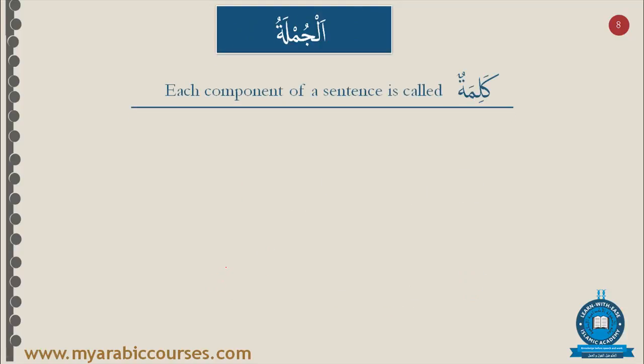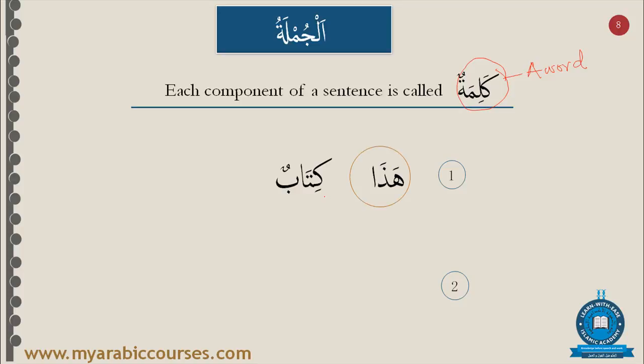That is good. So we say each component of a sentence is called kalima. Kalima means a word. So let's give examples. I say هذا كتاب. Any part of this sentence will be a word. Let me circle one of the parts. I circle هذا. I'm sure you can still remember the meaning of هذا. Yes, هذا means this.